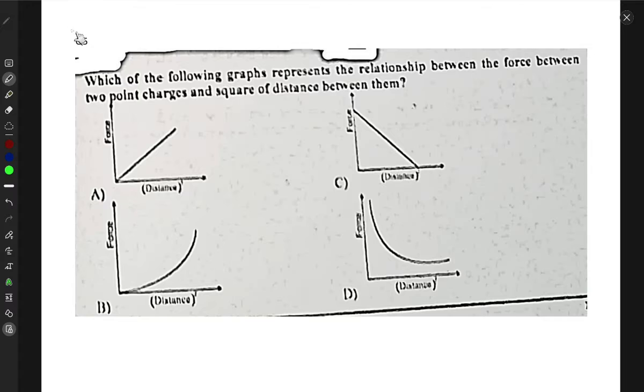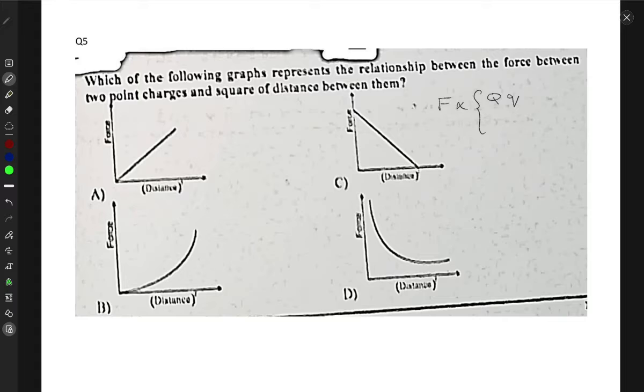All right, so moving on to question number 5, we have: which of the following graphs represents the relationship between the force between 2-point charges and the square of the distance between them. All right, so what do we know about the electrostatic force? We know that the electrostatic force is directly proportional to the charges which experience this electrostatic force. So let's call them Q and another charge, let's call it small q.